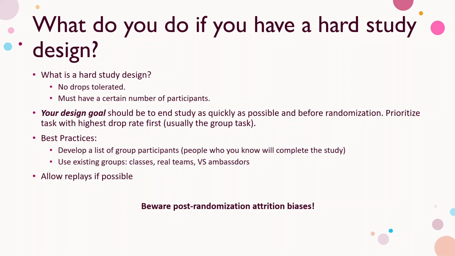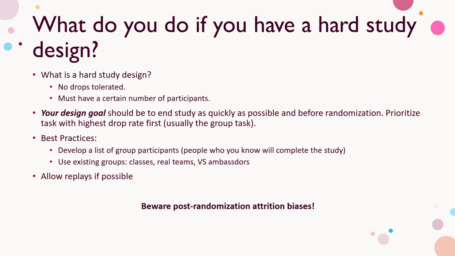So a couple of design recommendations. One, your design goal should be to end the study as quickly as possible and before randomization. The idea here is that you want to get people who are going to drop as quickly as possible, so you can have everyone else not become non-naive. So if somebody drops in the survey stage, that's fine. You can have those people who didn't drop start another study, go through the survey again, and then do the task.